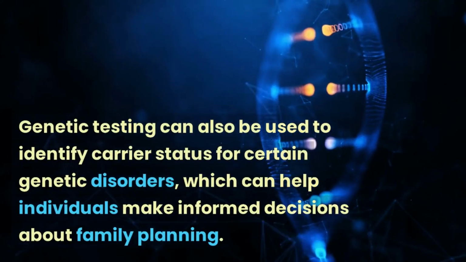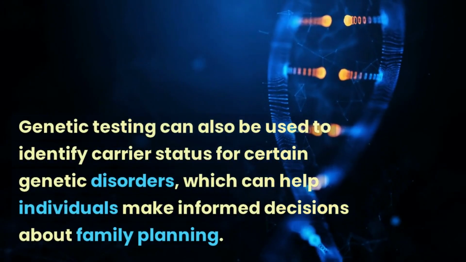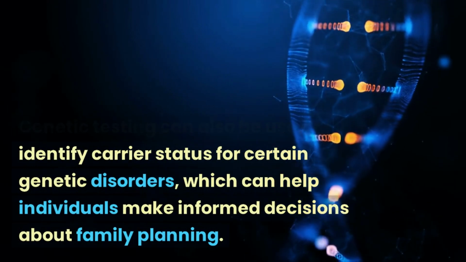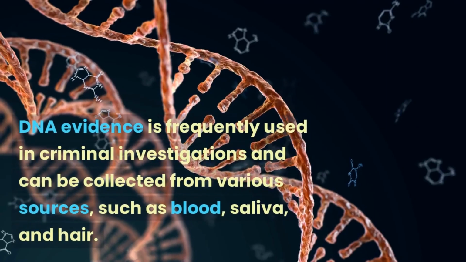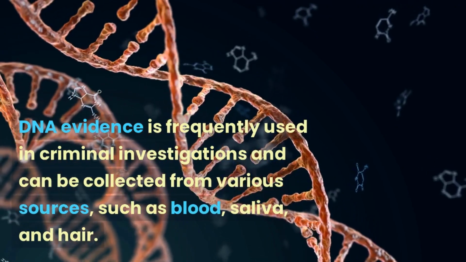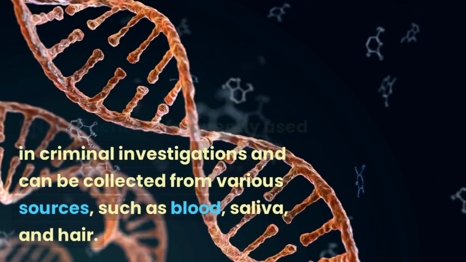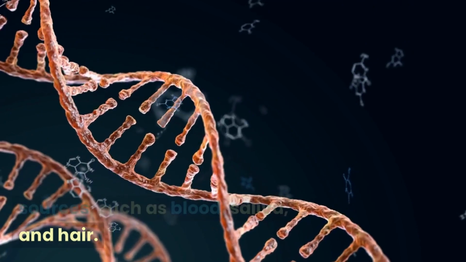Genetic testing can also be used to identify carrier status for certain genetic disorders, which can help individuals make informed decisions about family planning. DNA evidence is frequently used in criminal investigations and can be collected from various sources, such as blood, saliva, and hair.